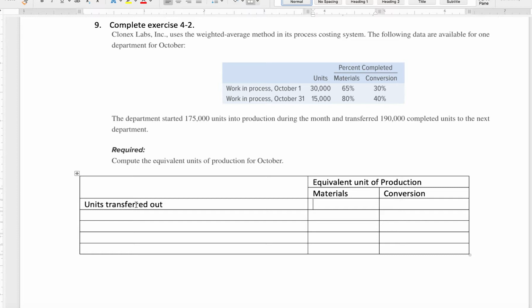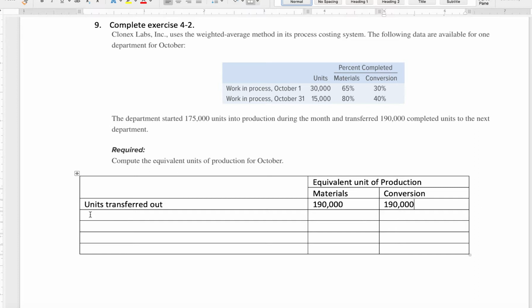That means we added all the material and conversion costs that we needed to for our department. Then we transferred it on to the next department. That next department is going to add their conversion costs and material costs, and it's going to keep going down the line until it's finished. So the problem already tells us we have 190,000 units completed and transferred out. That means the equivalent units of production with respect to material and conversion costs has to begin at 190,000, because those units were completed and transferred out.